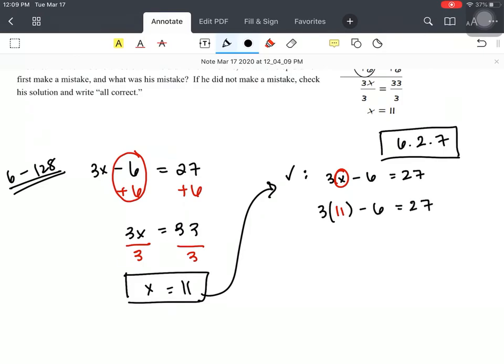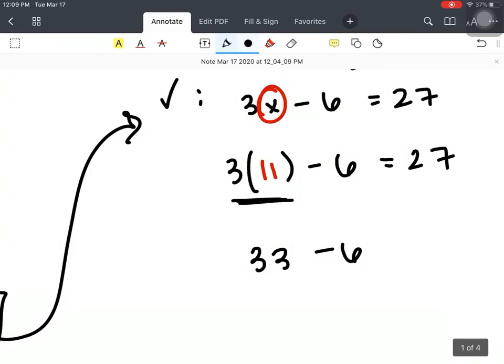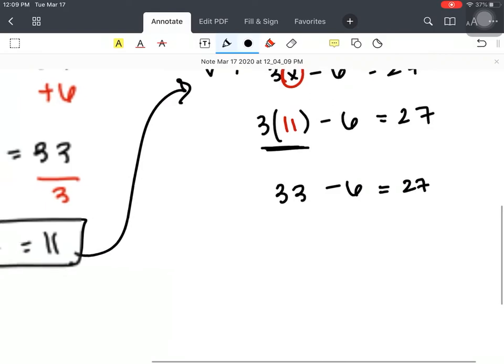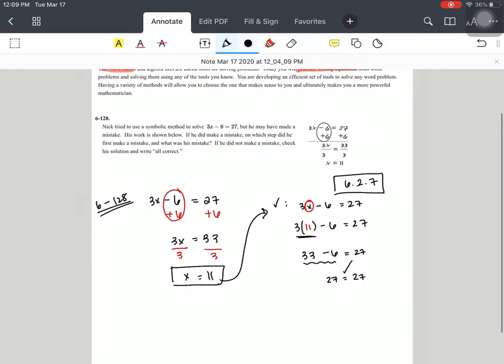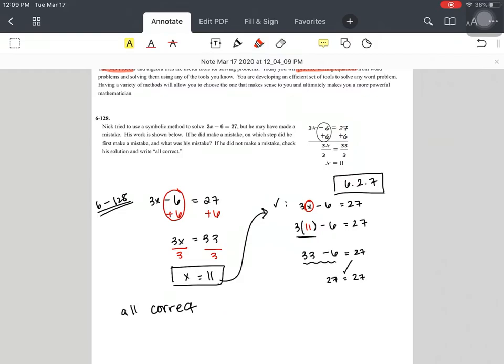Okay, solving like we do, terms are separated by addition and subtraction symbols. So we do this one first. 3 times 11 would be 33 minus 6. Bring everything down. Then we continue. I've got 33 minus 6. 33 minus 6 is 27. Does 27 equal 27? Yes. That means that this is all correct. Okay. So that's the first one.